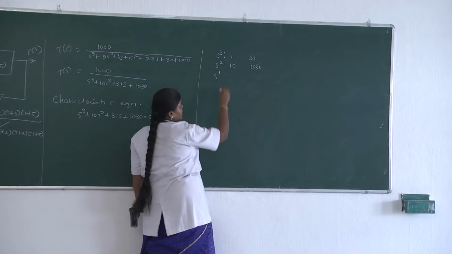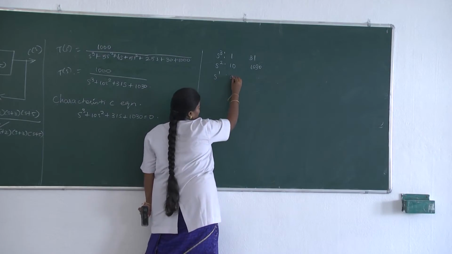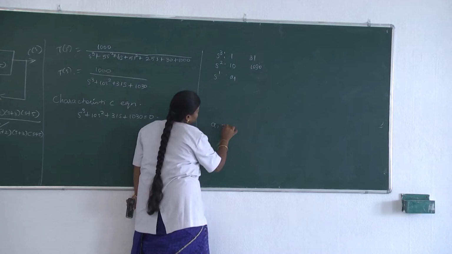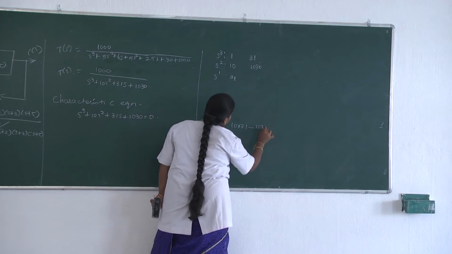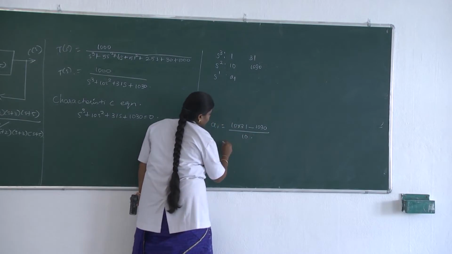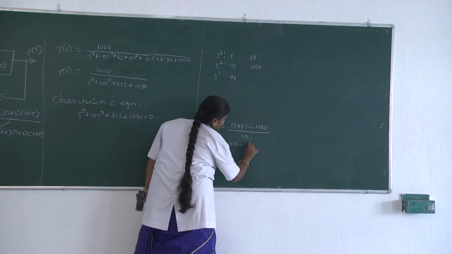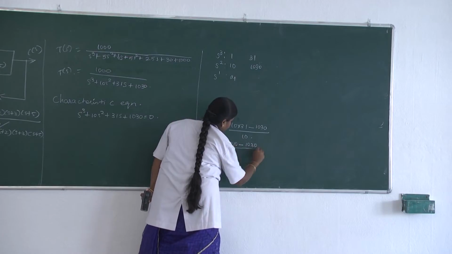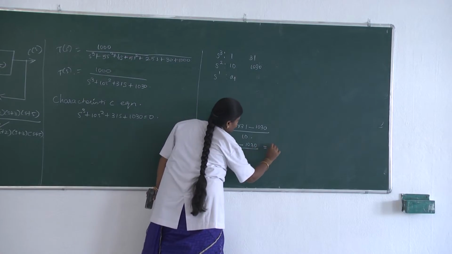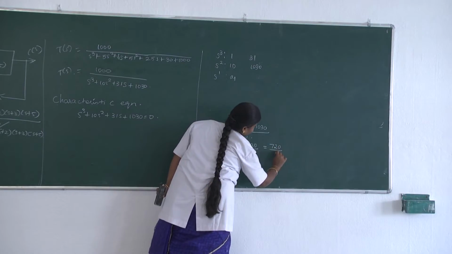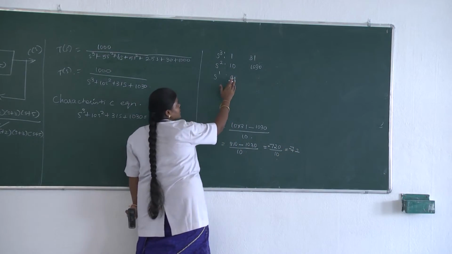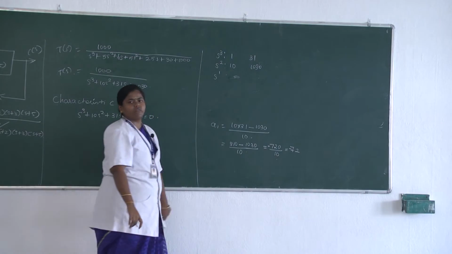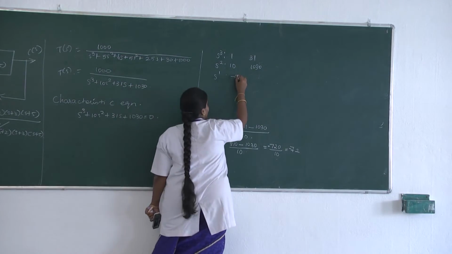And we are going to form the next row, S^1. The element of S^1, let me take it as A1, is equal to (10 x 31 - 1030) / 10, that is (310 - 1030) / 10, which is equal to -720 / 10, which is equal to -72. Our A1 value is negative, so let me replace this A1 value with -72.